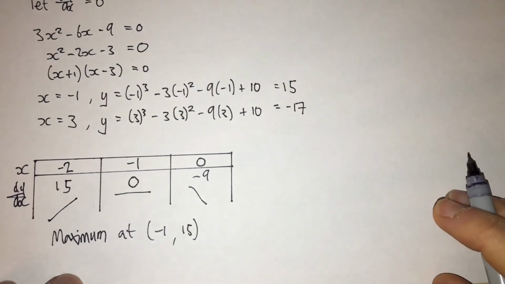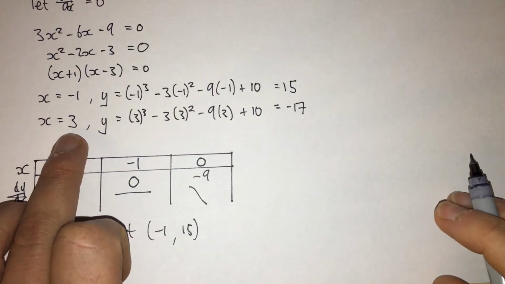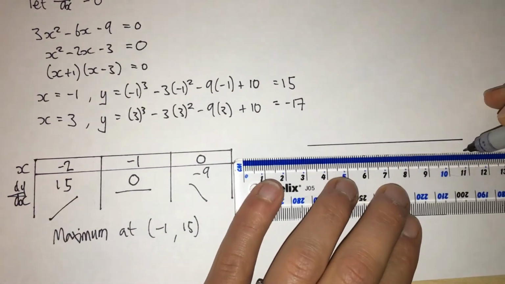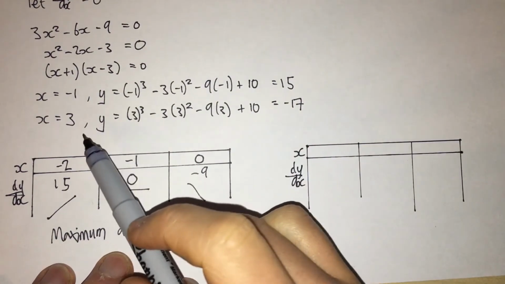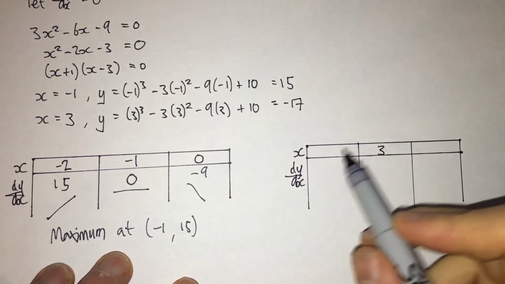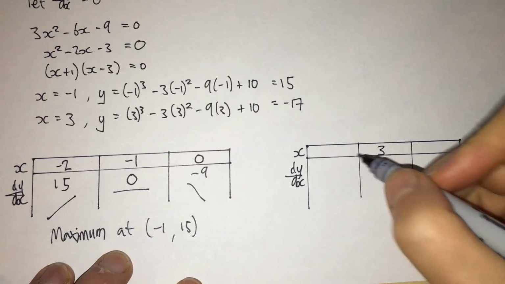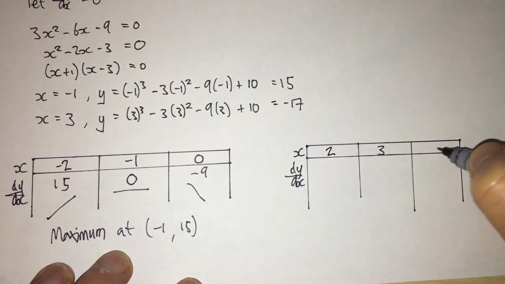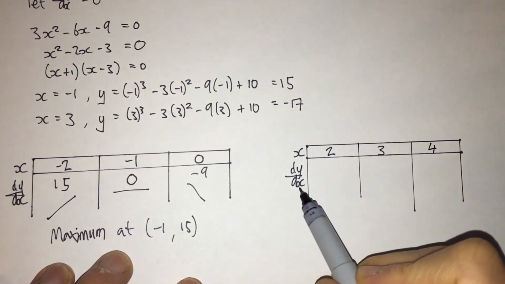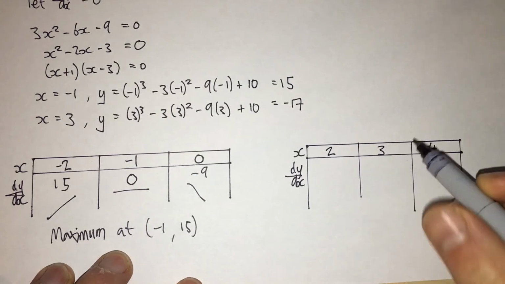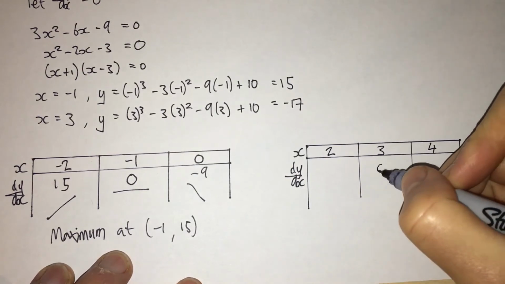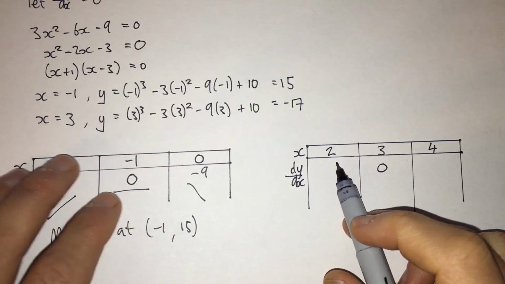Now we do the same thing again for our other value, x equals 3. We're going to use x is 3 this time, and we want to go either side of that point to determine the nature of this stationary point. So I'm going to go 2 and I'm going to go 4. Now we know the gradient of the tangent at x equals 3 is 0. But what about when it's 2?